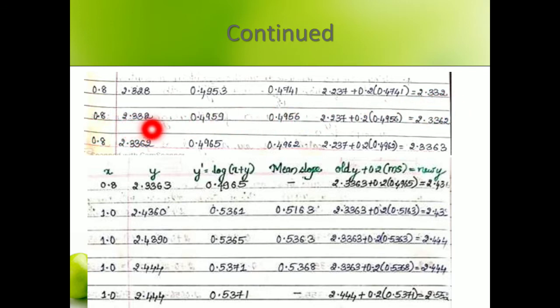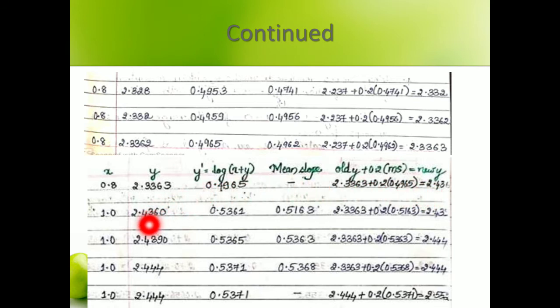When 2.332, your new y value will be 2.3362. Then again carry it in the next iteration. 2.3362, new y value will be 2.3363. So nearly equal. You can change the iteration here by not taking the mean value. So when x is 0.8, y value is 2.3363, y dash is 0.4965 and your new y value will be 2.4360.